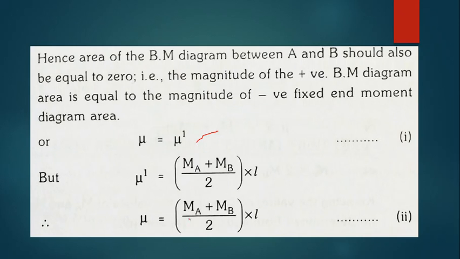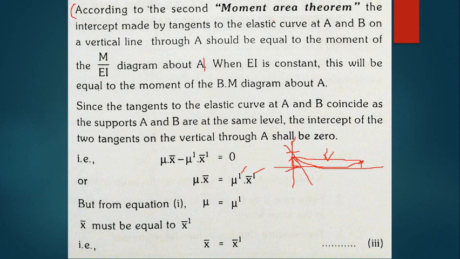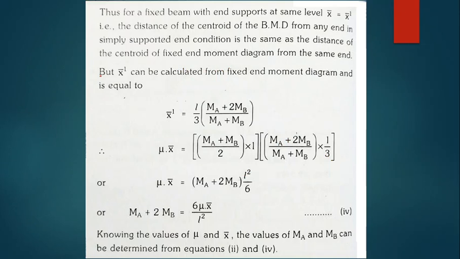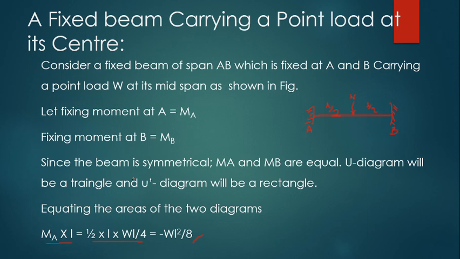So the first equation is MA plus MB is equal to 2 mu by L. Based on the second moment area theorem, the moment of the M by EI diagram gives MA plus 2MB is equal to 6 into mu into x bar by L square. In both of these equations, mu, x bar and L can always be determined, so with two equations and two unknowns, MA and MB can be calculated.